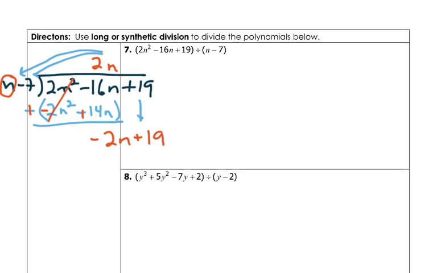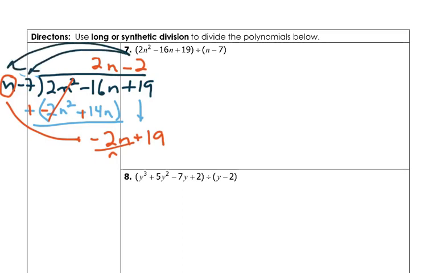Again, dividing the first term, negative 2n divided by n. When we do that, we end up getting negative 2, so minus 2 right there. Now we just need to find our remainder, so we need to multiply that out. Oops, minus 2. Sorry. Now we need to take that and distribute that to the n and the negative 7.